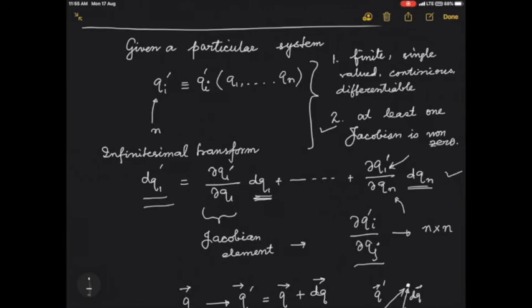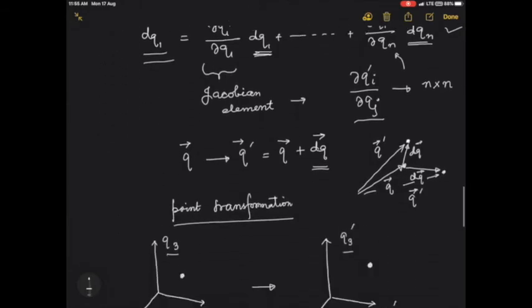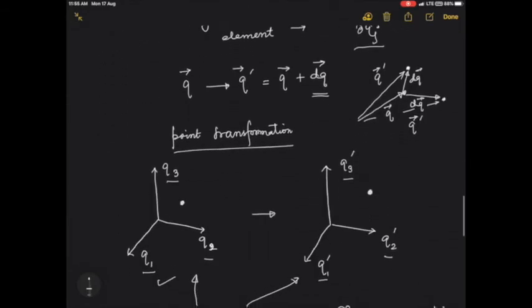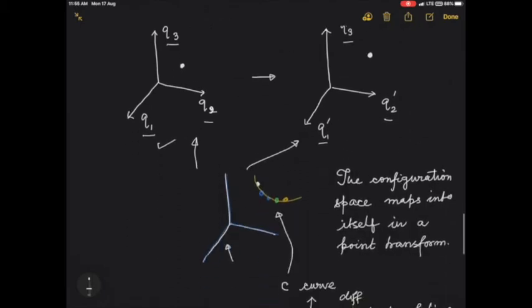And then we discussed the transformation of coordinates in the configuration space. We talked about infinitesimal coordinate transformations, and we realized that one of the Jacobian elements has to be non-zero. Otherwise, many points will map to a single point, which is not allowed for the transformations in the configuration space. And this type of transformation we called point transformation.